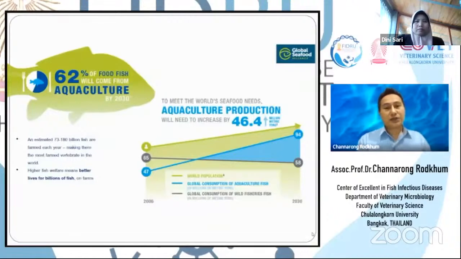Right now, to meet the world's seafood need, aquaculture production needs to increase by 46.4 million metric tons, and it is dramatically increasing year by year. An estimated 73 to 180 billion fish are farmed each year, making them the most farmed vertebrate in the world. Higher fish welfare means a better life for billions of fish on farms.